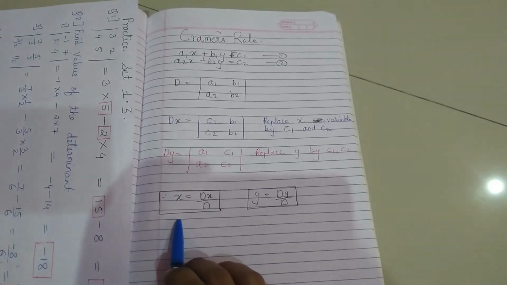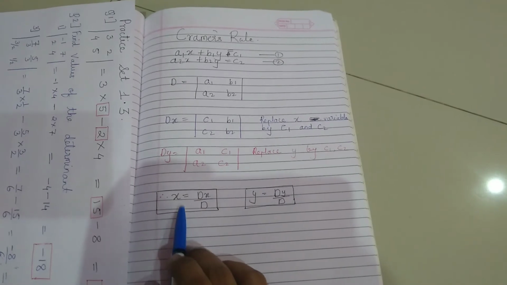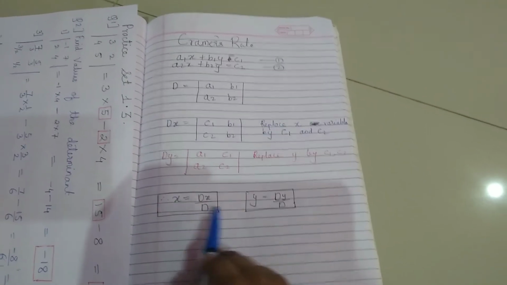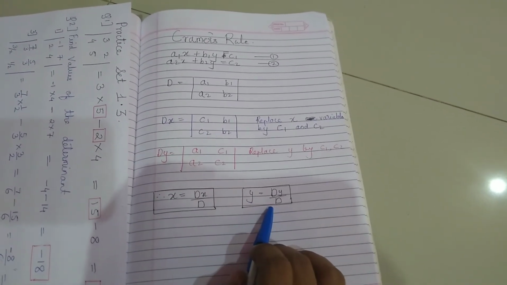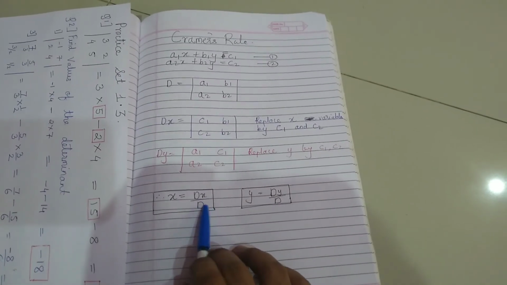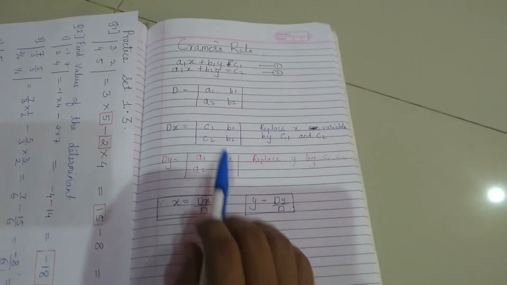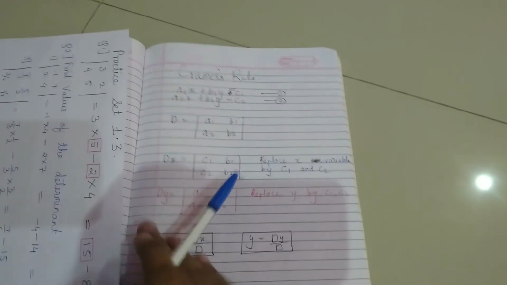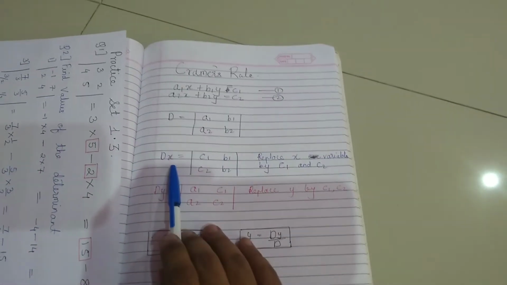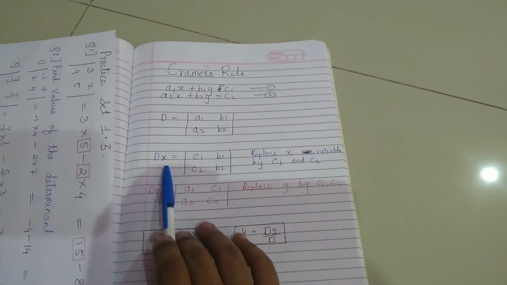To find x in Cramer's rule, x is equal to dx upon d and y is equal to dy upon d. Now, how do we find this dx and dy? We have just seen how to find d. Now, how to find dx?